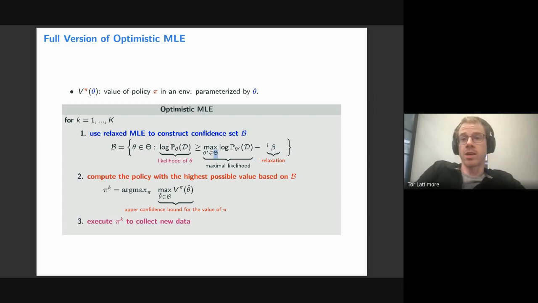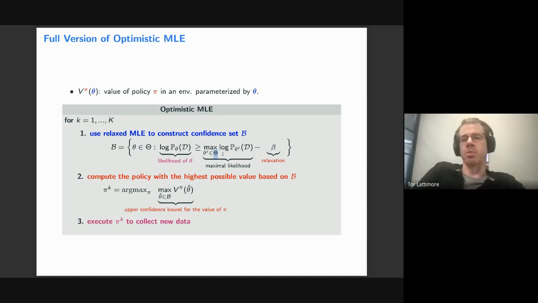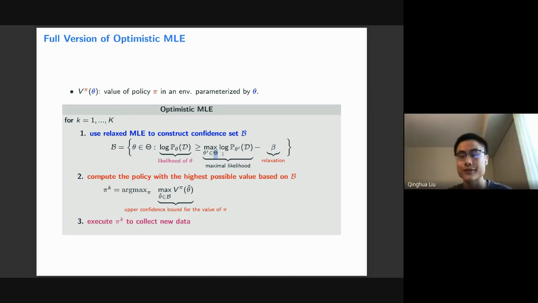So theta is finite or countable, or what's the? Oh, so if this parameter space capital theta is finite, we can pick this beta to be roughly log cardinality of theta. And if theta is infinitely large, we will pick beta to be roughly of order log bracketing number of theta. Gotcha. So like a covering number kind of thing, right? Yeah, it's like covering number.